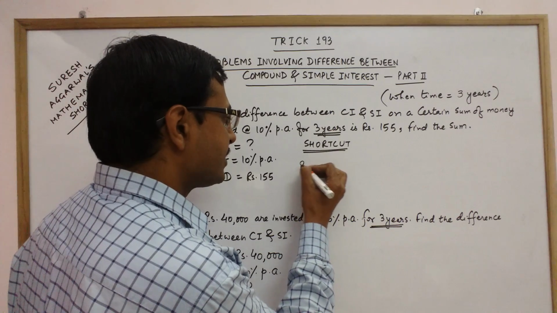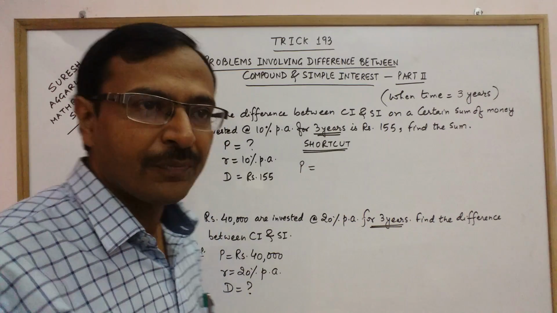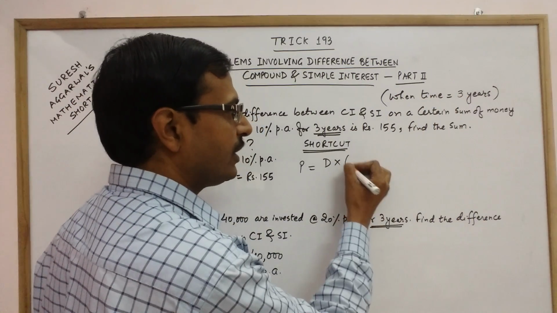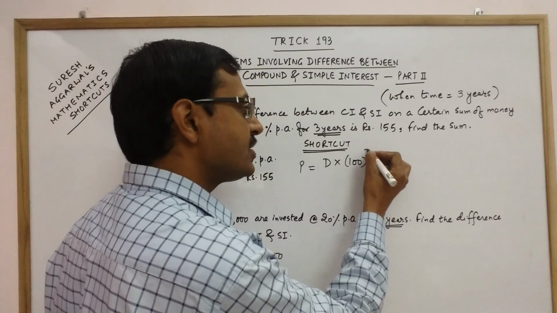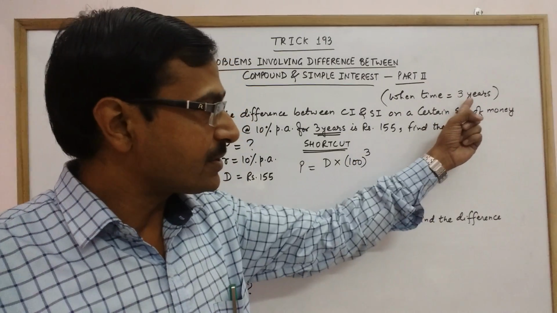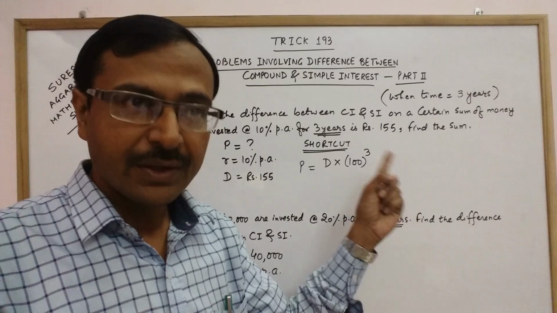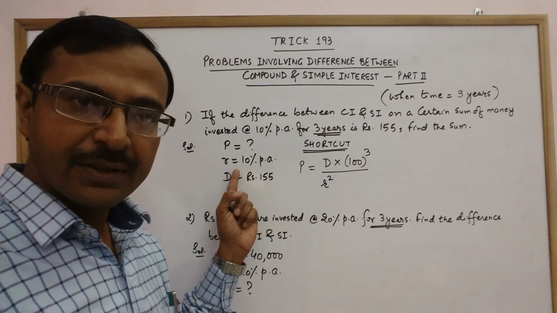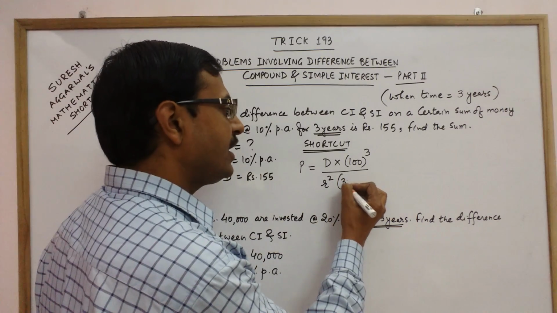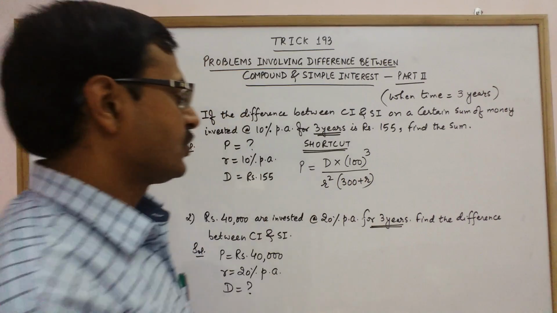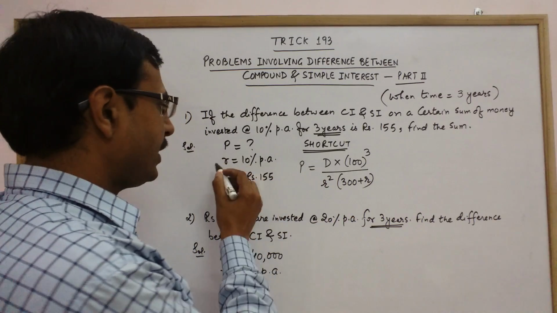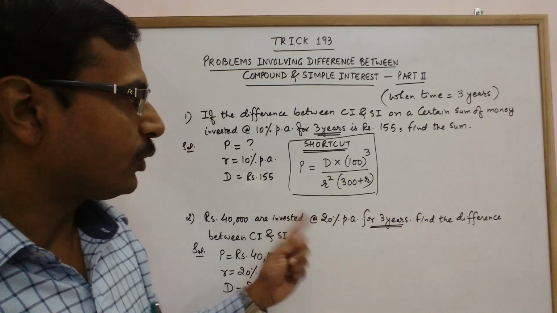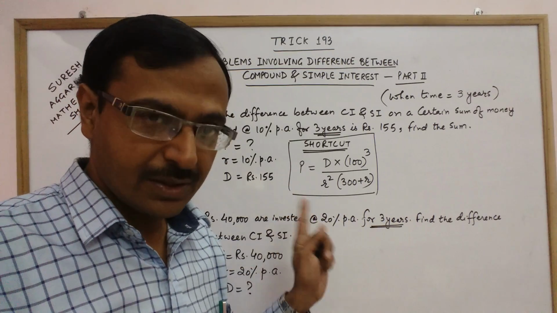Now the shortcut for this is P equal to, now P is the principal amount, D into, now the time is 3 years, so we need to write 100 and raise it to the power of number of years. So number of years here is 3, so 100 raised to power 3 divided by R square. R is the rate of interest, so R square multiplied by 300 plus R. So you see we have three variables here, P, R and D related with this important shortcut, and we will be able to find the principal amount using this shortcut.